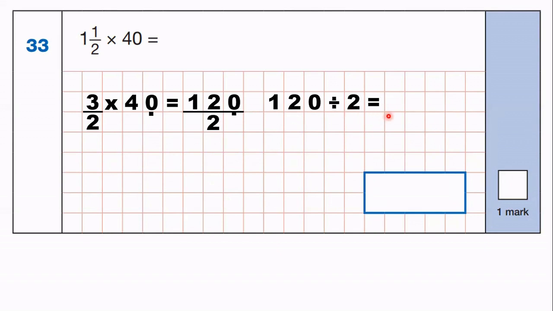120 divided by 2 is 60, because 12 divided by 2 is 6. And then, because we have one 0 in the dividend, we need one 0 in the answer. So our answer is 60.